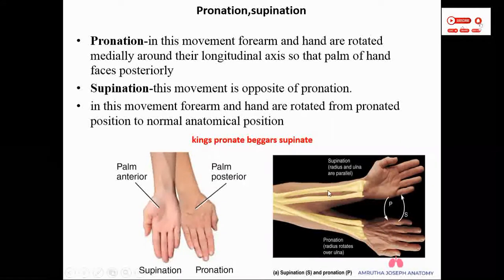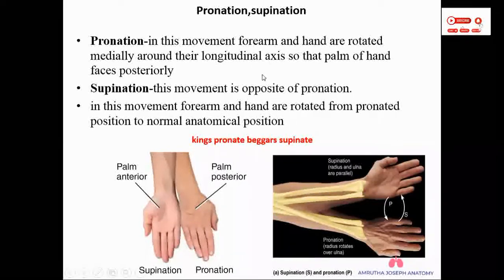You can also see the bones here. Certain changes happen in the bones of the forearm in this movement. This is radius, this is ulna, this is radius, and this is ulna. Anyway, movements of the bones we will see when we are detailing about upper limb. Right now, you should know what is pronation and supination. So pronation, we'll define pronation.